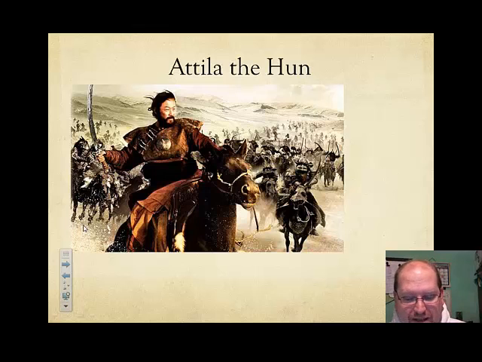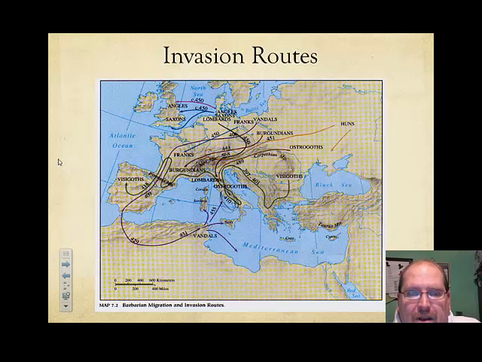Attila the Hun was the actual leader of the Hun army that was pushing its way throughout Asia and into Europe. Here's a picture of him. I'm not going to spend too much time talking about this map, but you can get the idea of how the battle went, and I'll put a link on here as well.